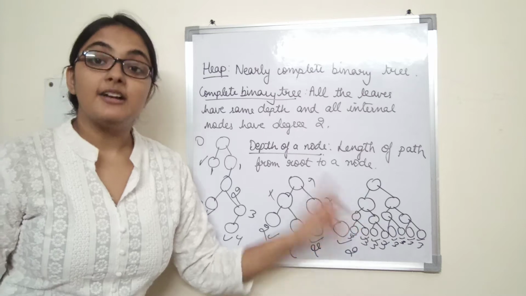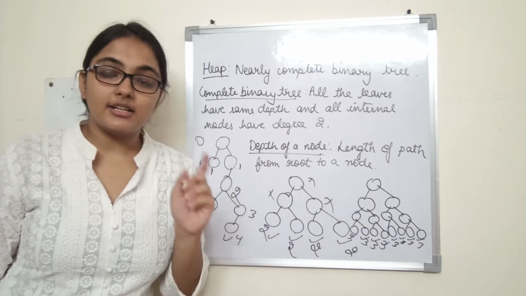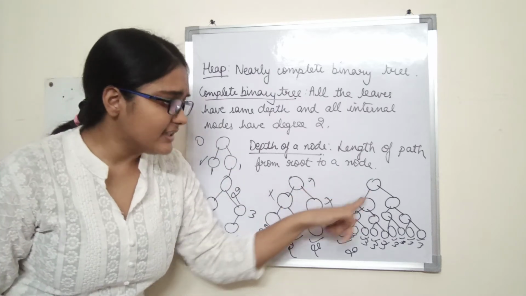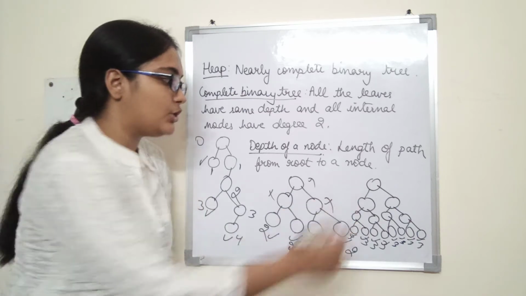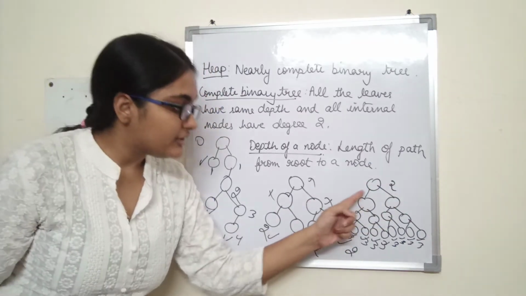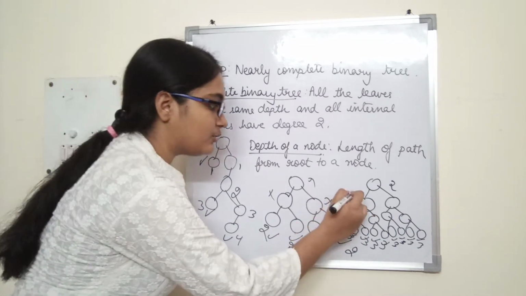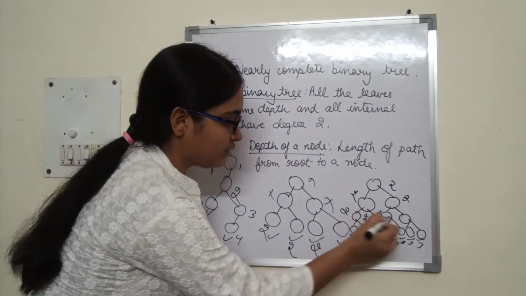Also, we have to check that all the internal nodes have degree 2. Internal nodes are the nodes which are not leaves and which have children. This has children. How many children does it have? 2. So the degree of this node is 2. Now this is also an internal node because it has children. How many children does it have? 2. This also has 2 children. This also has 2. 2, 2, 2.